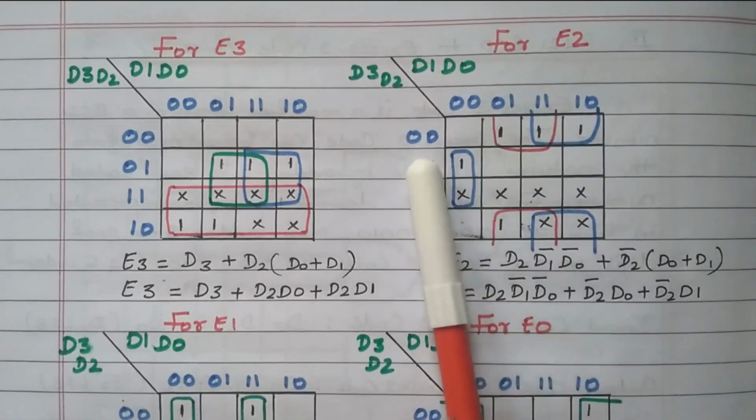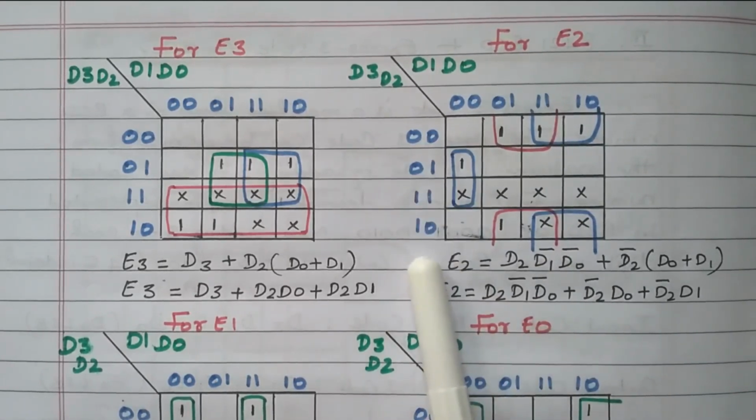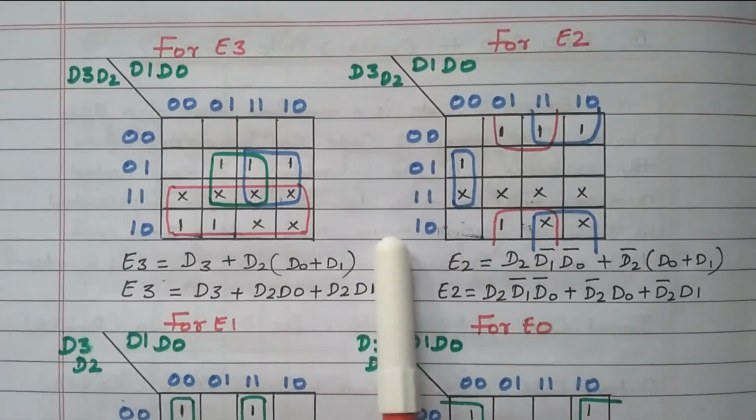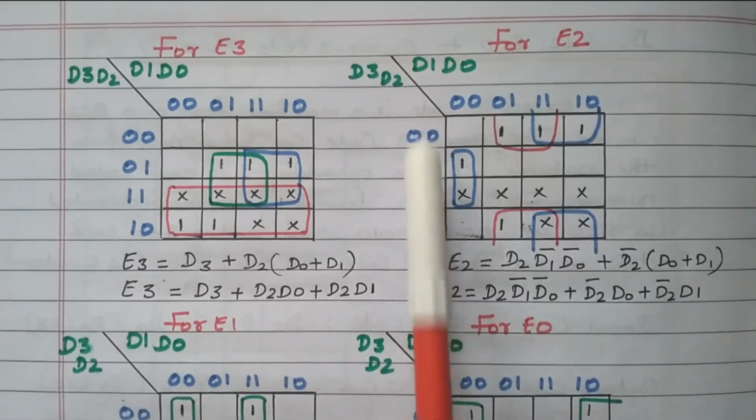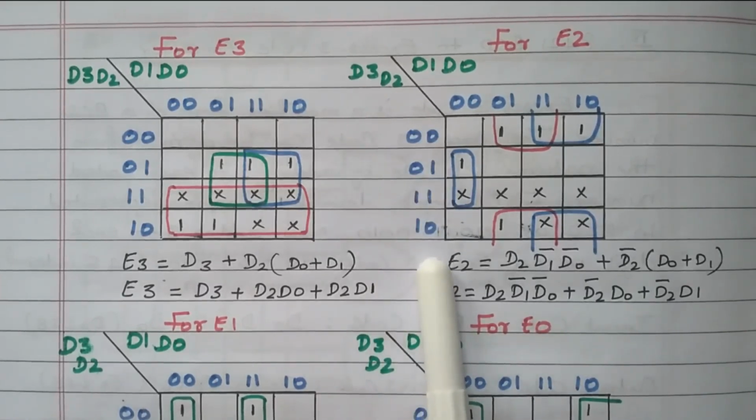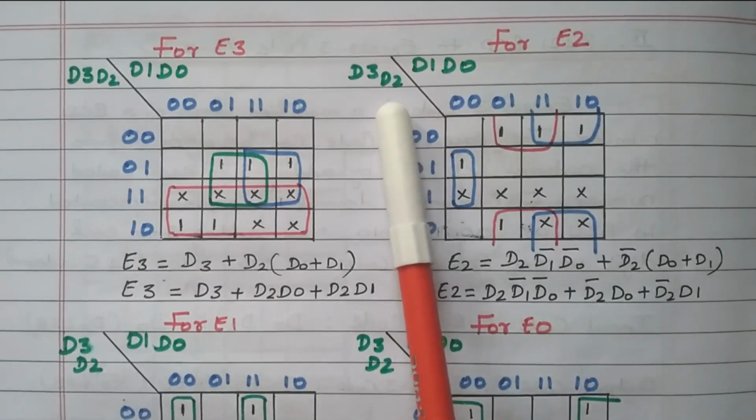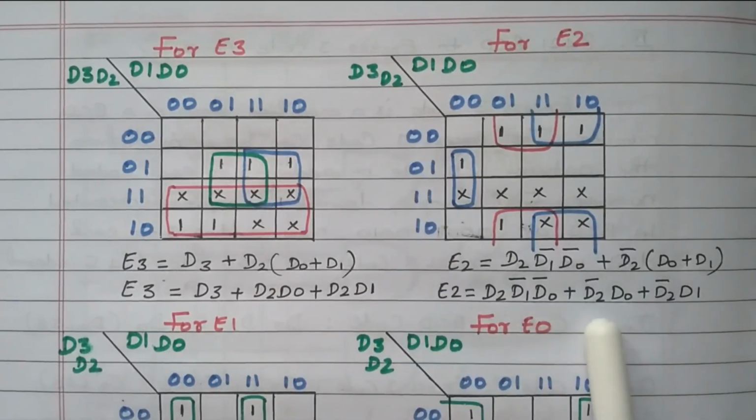What is available in first row? 0, 0. Here 1, 0. So the first number here is 0, here 1, got cancelled. Second number is 0, here also 0. That is commonly available. What is second number? D2. That means D2 dash.